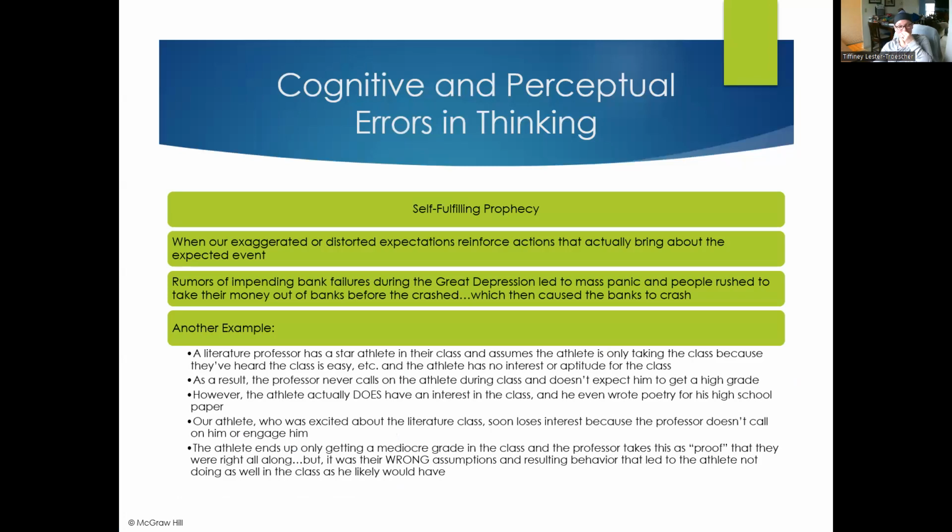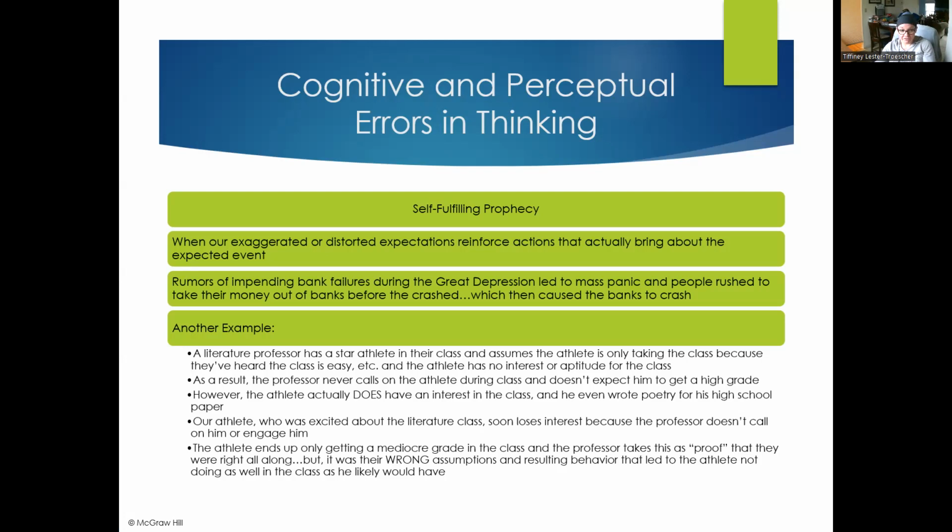So another error in thinking is what we call a self-fulfilling prophecy. This is when we have exaggerated or distorted expectations of a situation, and because of those expectations, we behave a certain way. And in behaving a certain way, we cause other things to happen that then actually bring about the expected event. So, the Great Depression. There were rumors of an impending bank failure during the Great Depression. Actually, at the time, the banks were okay, right?